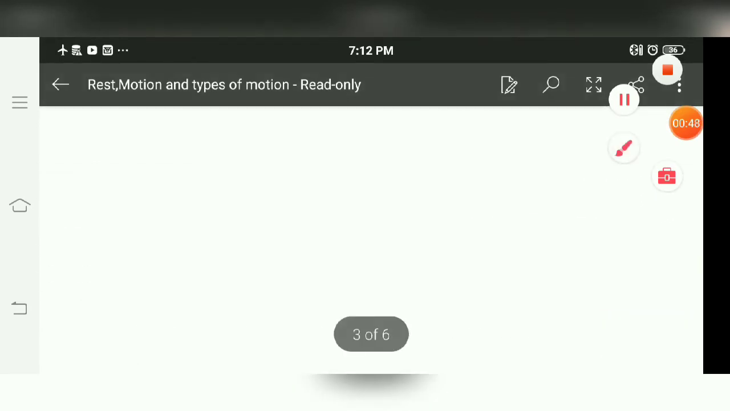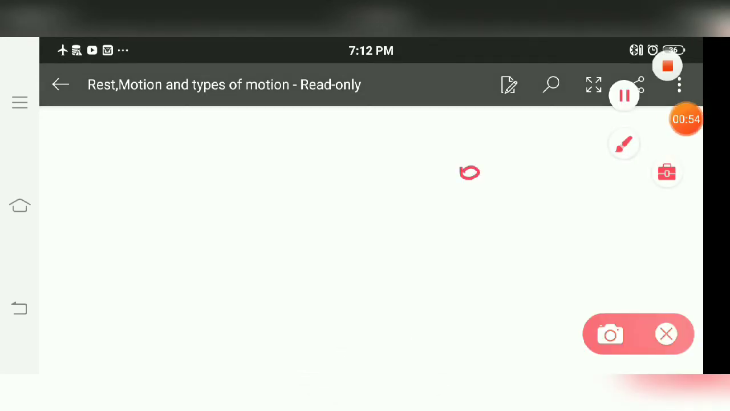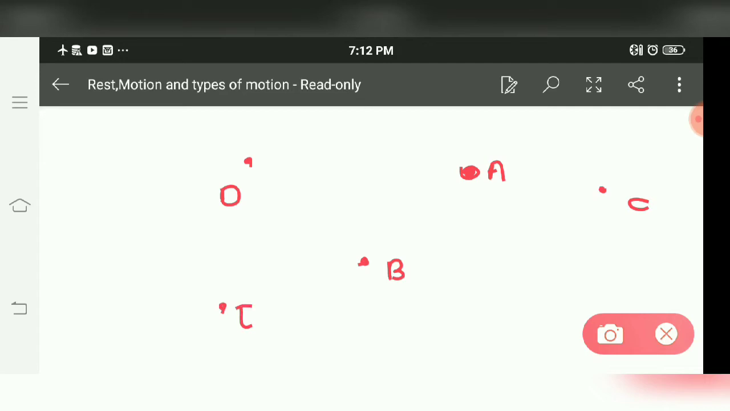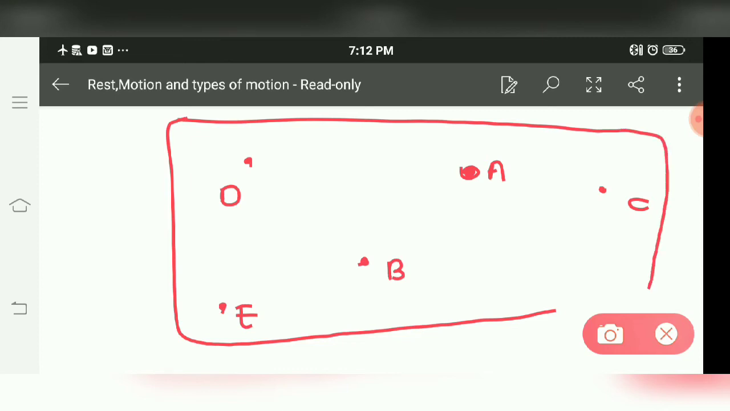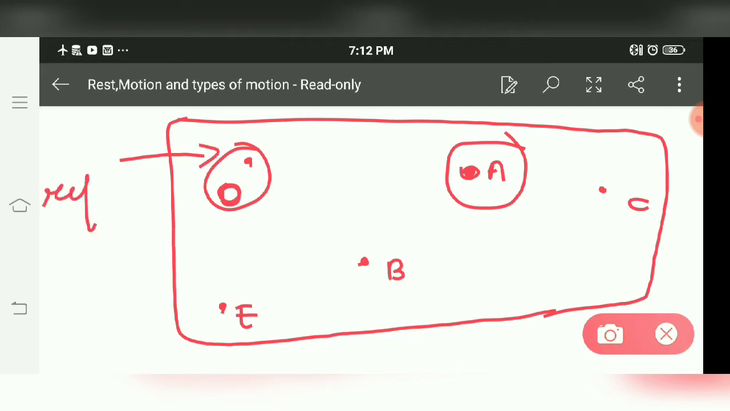Suppose this is a body or an object A. These are other objects in its vicinity or surrounding. These are the other objects, and we have to actually observe A. Suppose this O is the reference point. And this is point A.